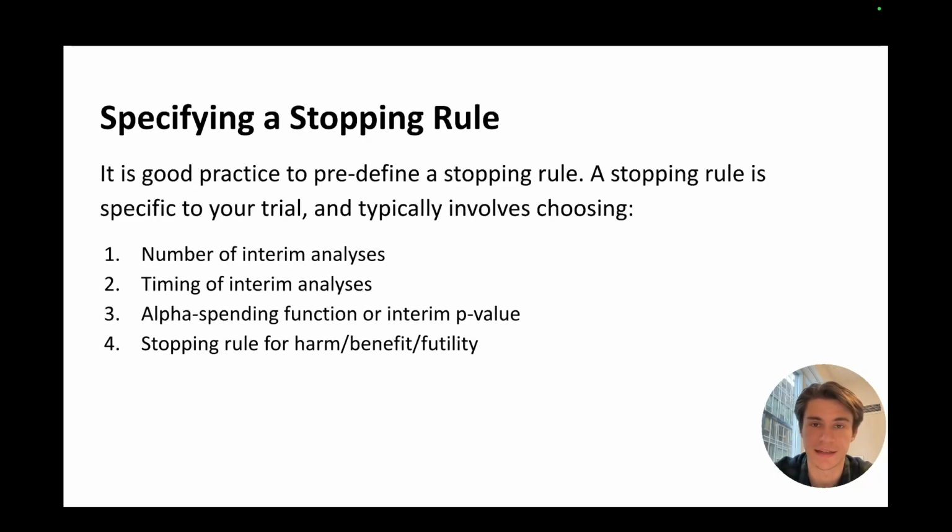If you're designing a clinical trial, it's good practice to predefine or pre-specify a stopping rule. A stopping rule is going to be specific to your trial and often involves going through the following steps to determine what the rule should look like. Number 1, the number of interim analyses. 2, the timing of these analyses. 3, an interim p-value. And finally, specifying the stopping rule for harm, for benefit, or for futility.